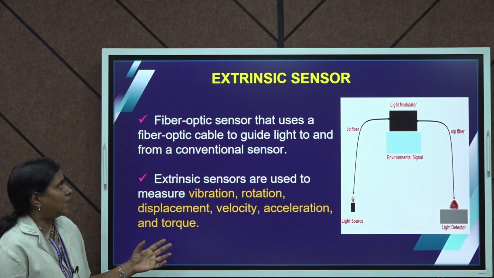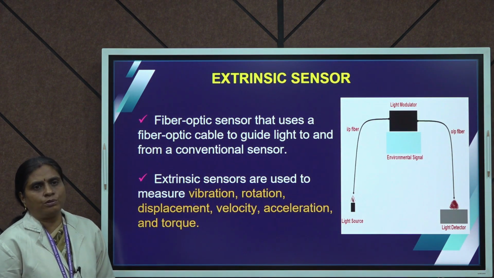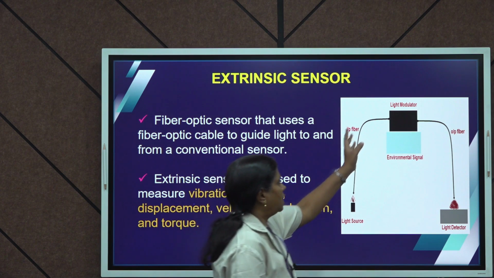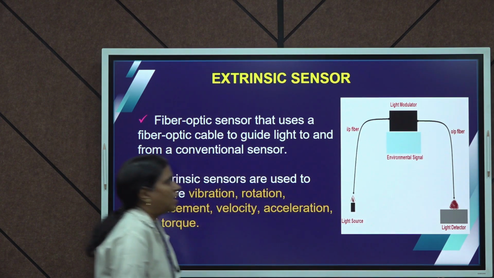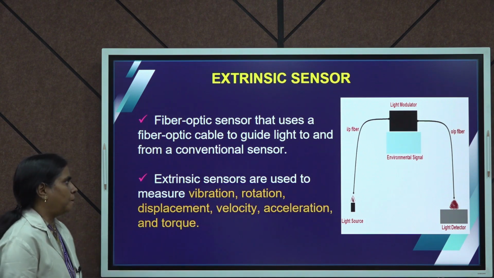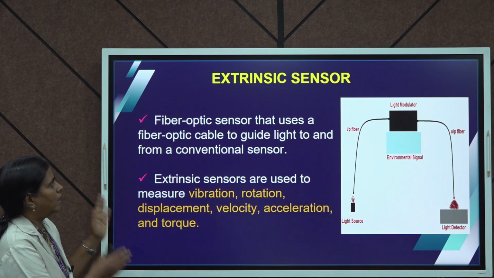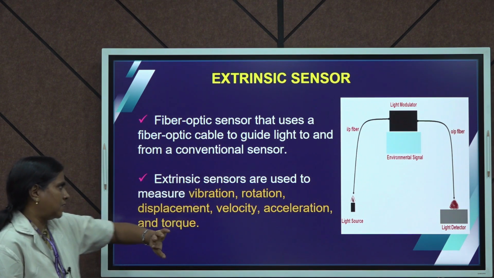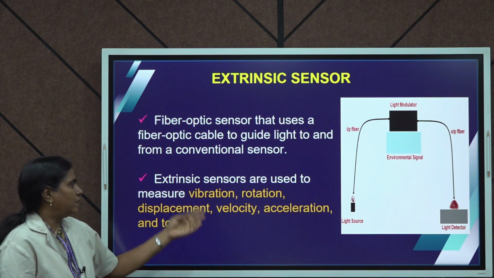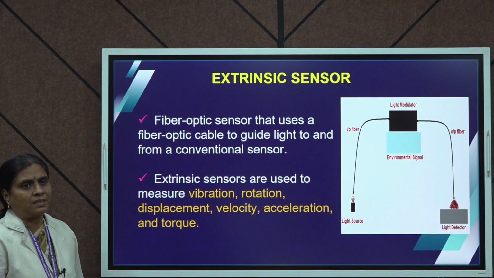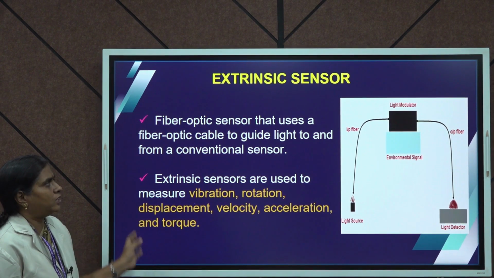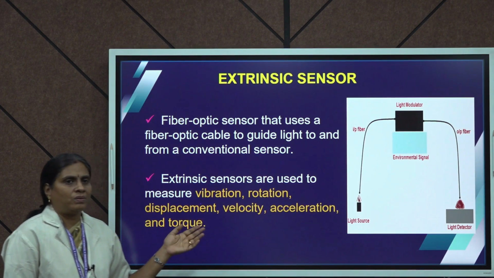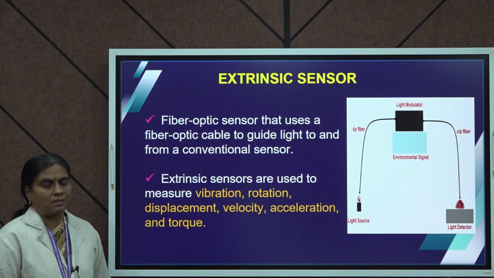And in the extrinsic sensor, we are using two optical fibers. One fiber is used as an input fiber and the other one is the output fiber. So, it is just used as a guiding media. This fiber optic cable is used to guide the light from a conventional sensor. So, it is used to measure vibration, rotation, displacement, velocity, acceleration and torque. All these kinds of physical parameters we can measure using this extrinsic sensor. We will discuss these intrinsic and extrinsic sensors one by one.